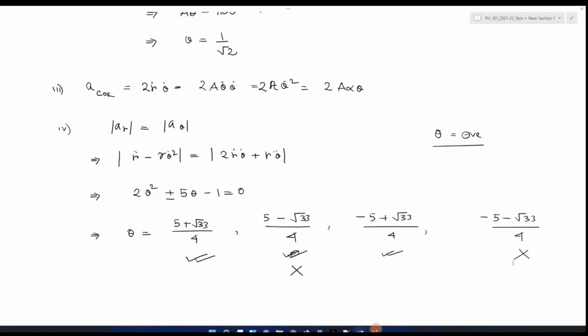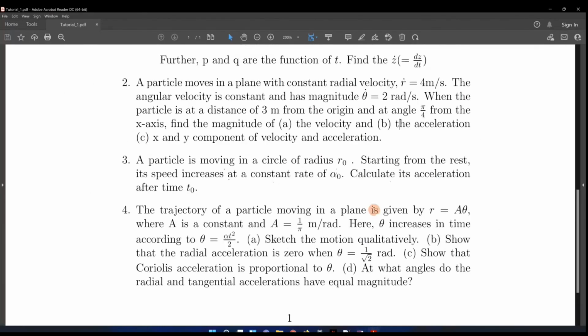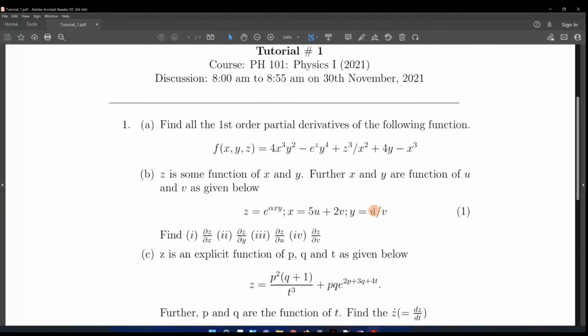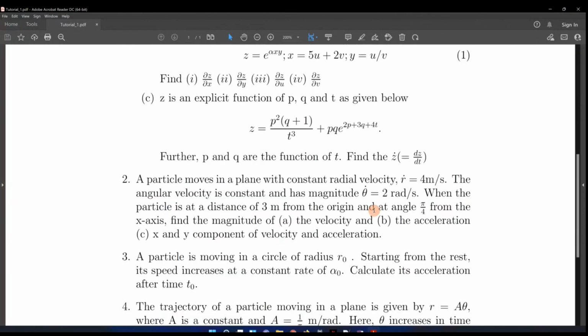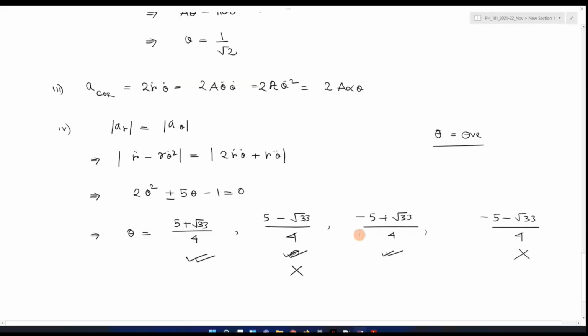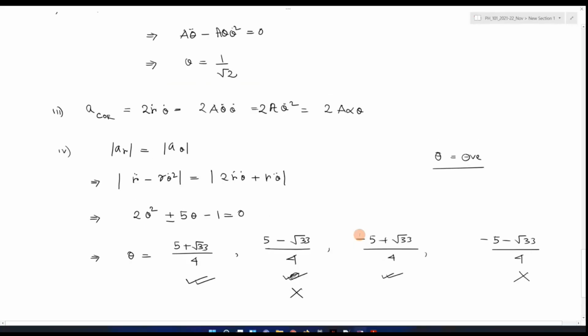So that's the end of our discussion. If you have any doubt, you can please ask. Bhaiya, show us the last slide, please. Last slide. Okay. Yeah. Ask me.